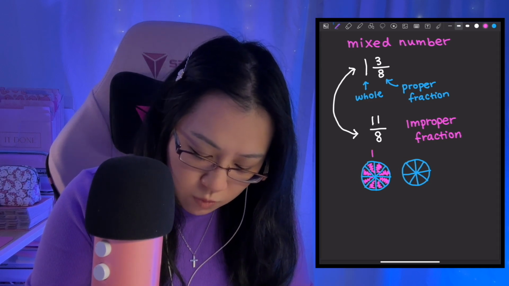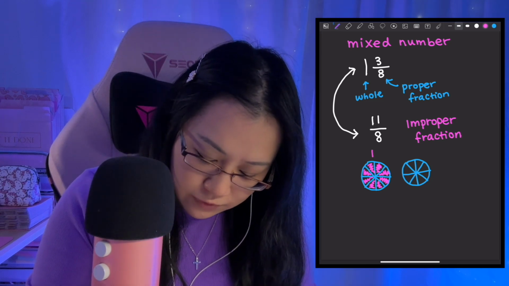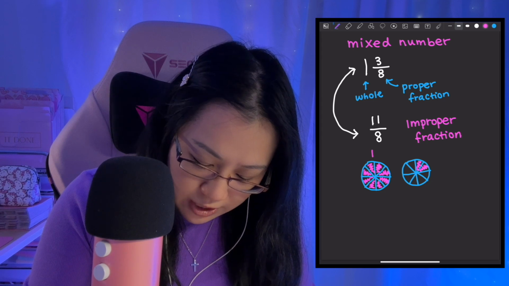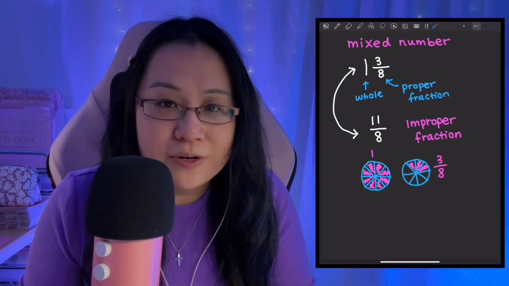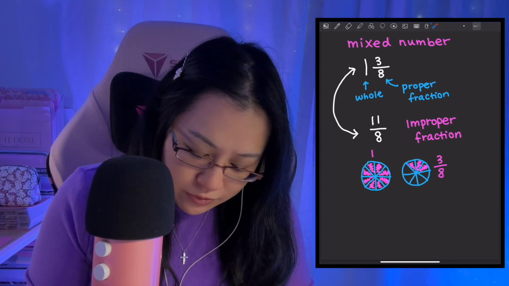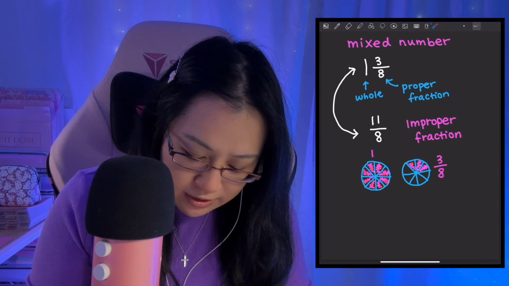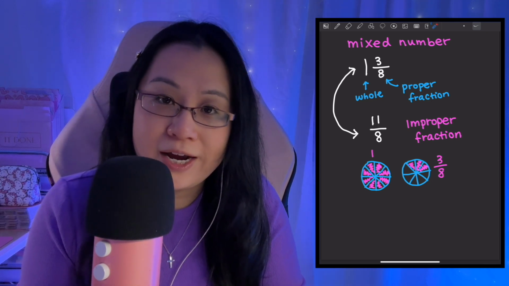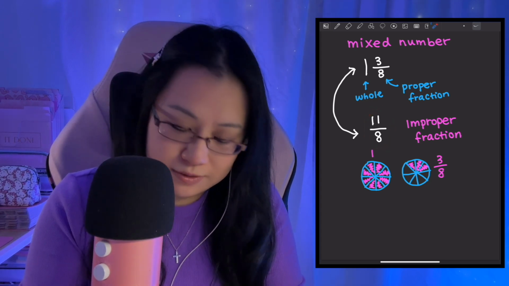So this is my 1, and then it says that I have 3/8. So for the next part, I have 1/8, 2/8, and 3/8 of another pizza. So how many slices do we have in total? Well, we have 1, 2, 3, 4, 5, 6, 7, 8, 9, 10, 11. So we have 11 1/8 slices. So that's why we have 11/8.